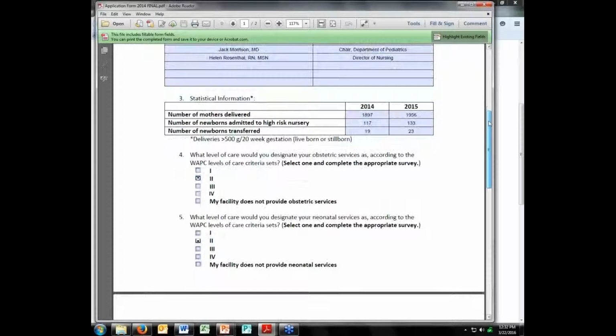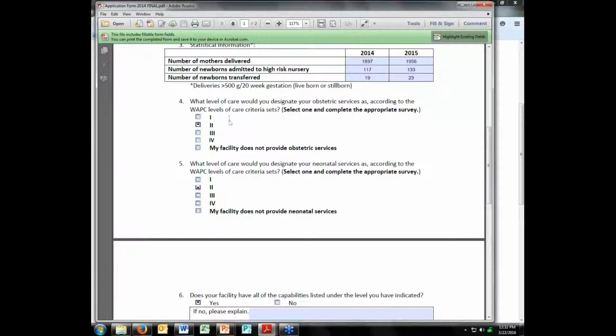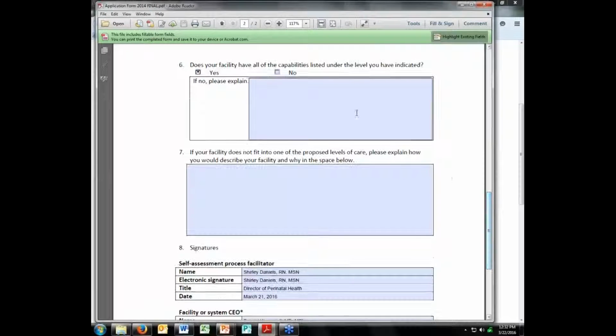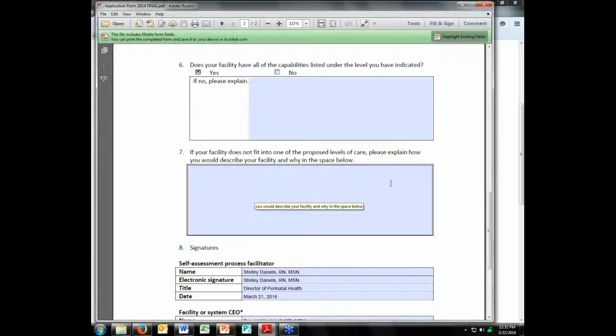And then you have the option of selecting the level that you're considering, levels 1 through 4, or my facility does not provide obstetric services, 1 through 4 for neonatal, or it doesn't provide that. And then if there are things that you need to explain more, does your facility have all the capabilities listed on the level you have indicated? Yes or no? If no, it'd be good to know about those kinds of things for whatever reason. If your facility does not fit into one of the proposed levels of care, please explain how you would describe your facility and why in the space below.